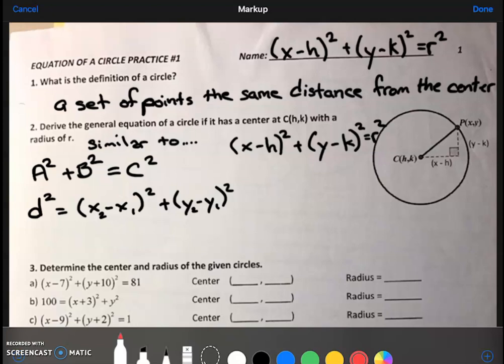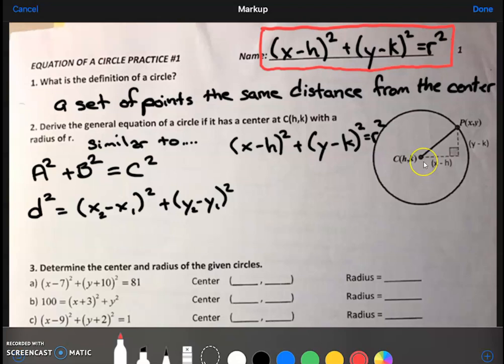Okay, get out your Circle Practice Number One, Equations of Circles Practice Number One. I've already filled out some stuff. Near the top, not where your name is, just near the top, you should put down the equation that we put into our notes. We're going to use this equation throughout this entire worksheet.